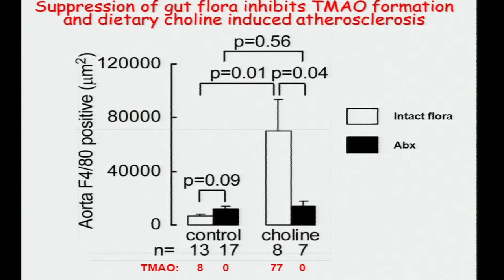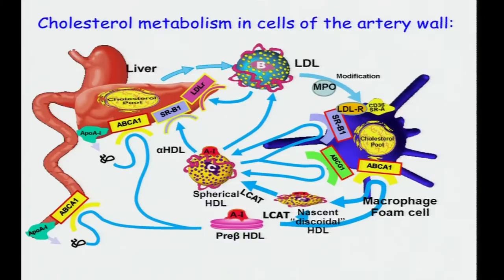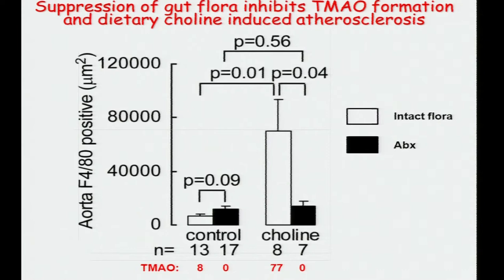And what was seen is that the increase in atherosclerotic plaque, here measured by macrophage, the major cell type in the aorta, but this has also been done by cholesterol content or oil red O staining, that the diet-induced atherosclerosis was inhibited in the animals in which the gut flora was suppressed and TMAO was not generated. Importantly, what was also found is that if we fed TMAO directly to the animals and bypassed the microbes, that alone was sufficient to increase and augment accelerated atherosclerosis in the mouse model.